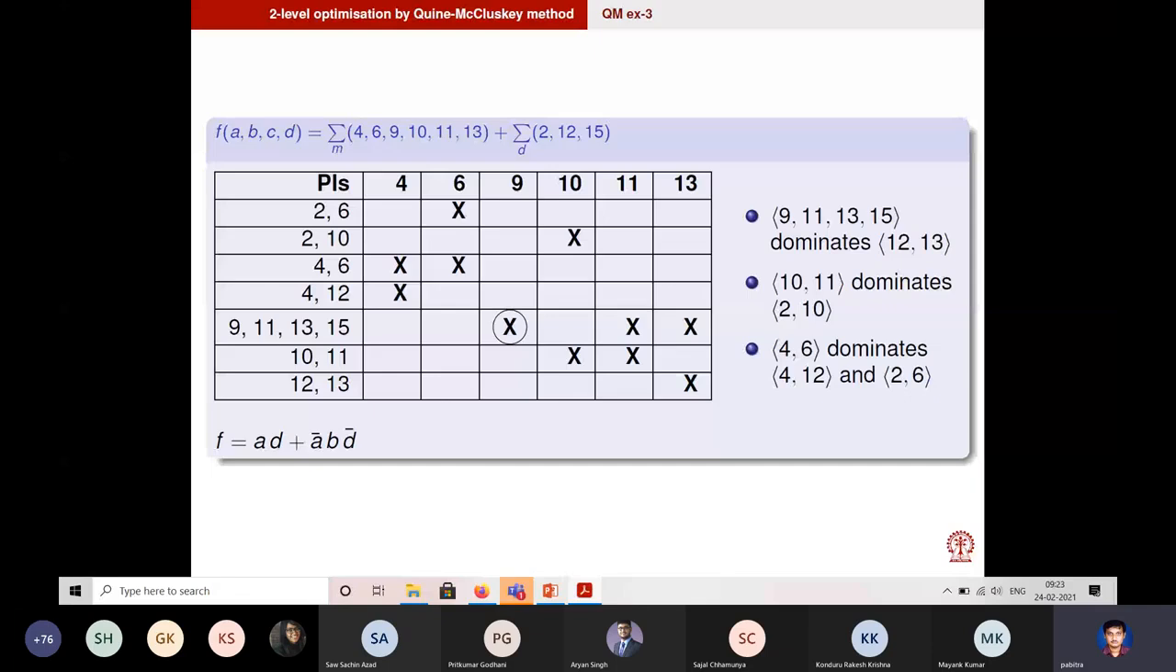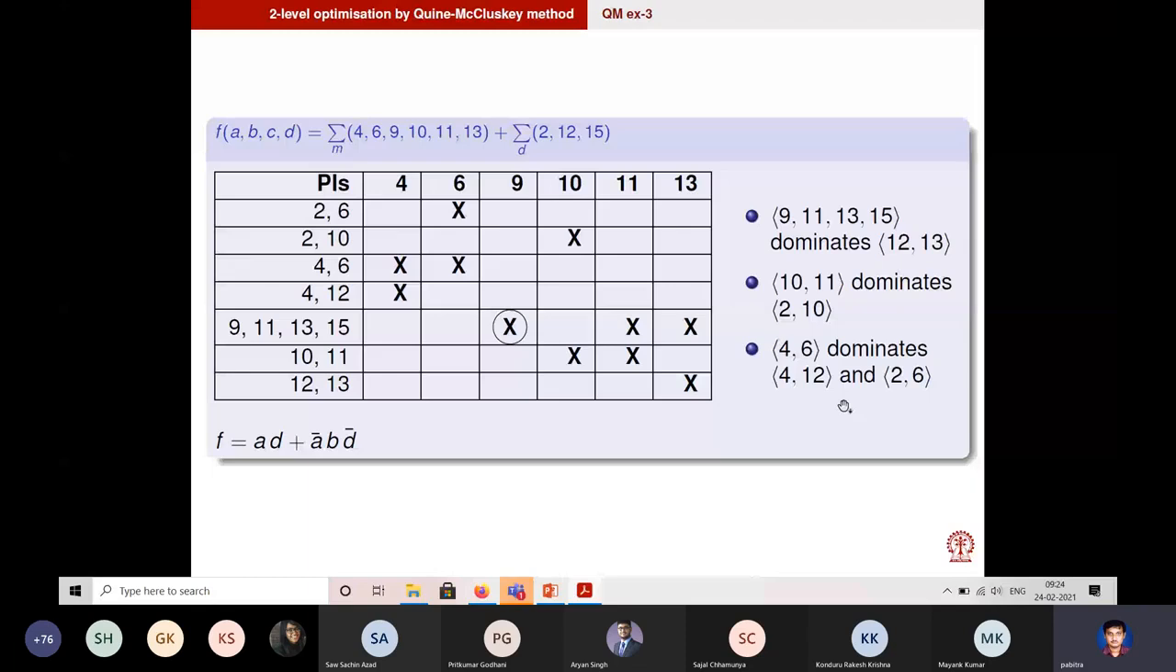Now the rule is that I'm trying to reduce the rows. If I keep a dominating row, I can delete all the rows dominated by it. So if I keep 9, 11, 13, 15, I can delete 12 and 13. Similarly, if I keep 10, 11, I can delete 2 and 10. If I keep 4, 6, I can delete 4, 12 and 2, 6. If I keep a dominating row, I can remove the dominated rows.